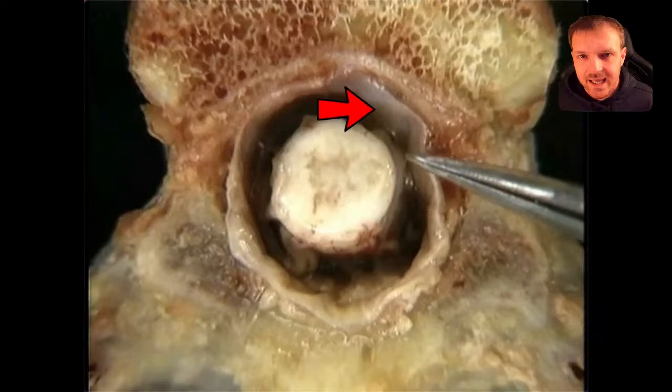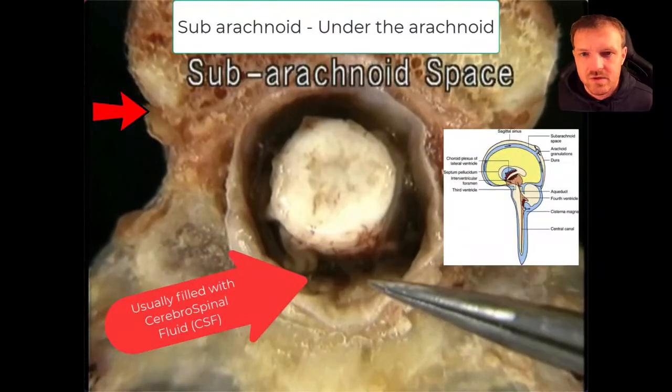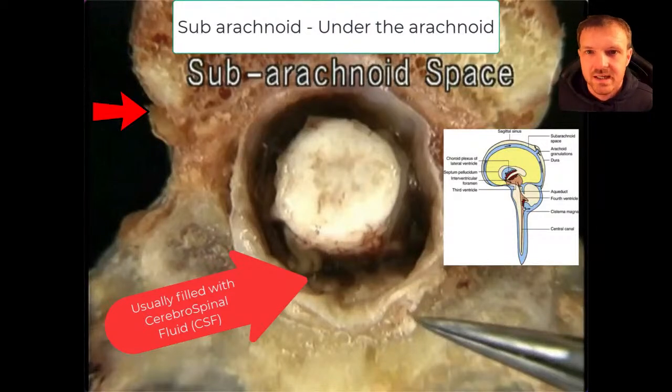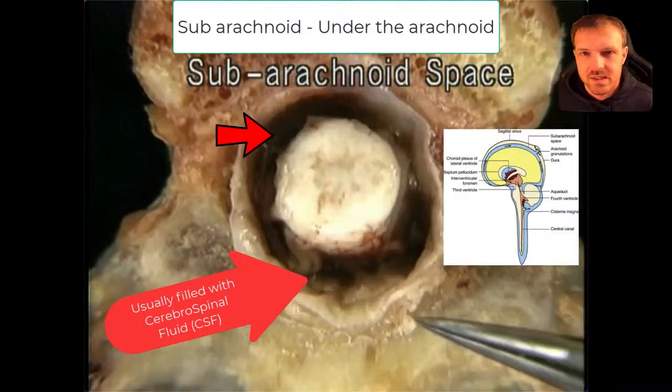So yeah, this layer here, the subarachnoid layer. Subarachnoid just basically means underneath the arachnoid, and this is usually filled with CSF, which is cerebrospinal fluid. So I've just popped a little picture on there. You can see it all the way around.